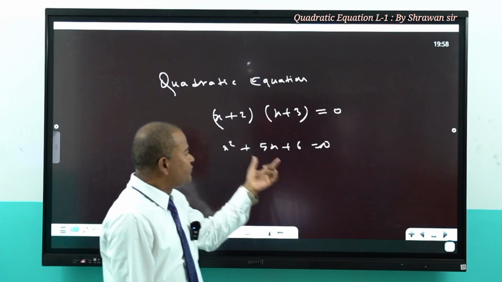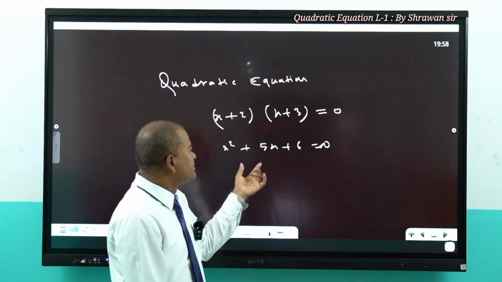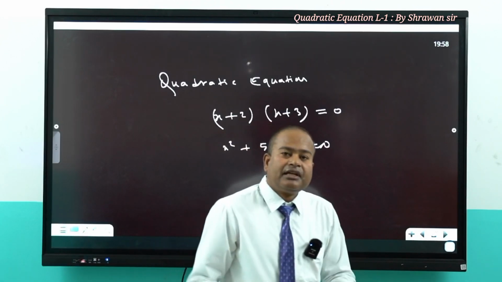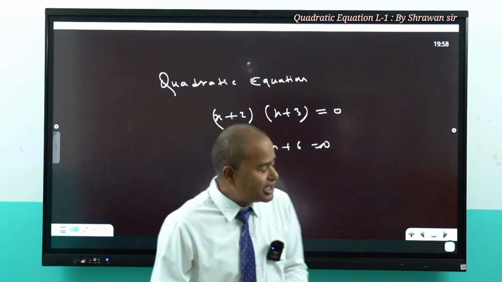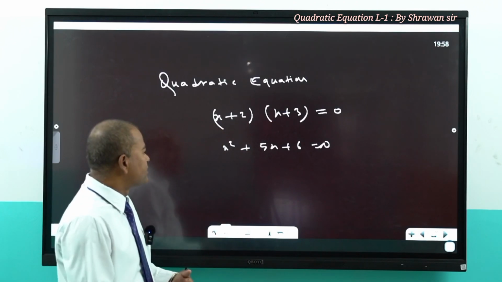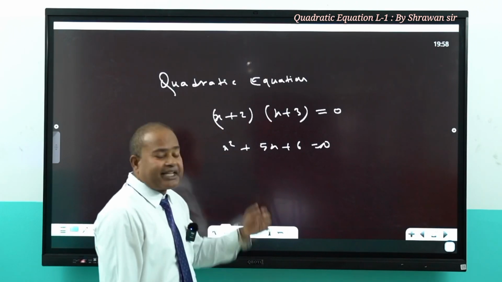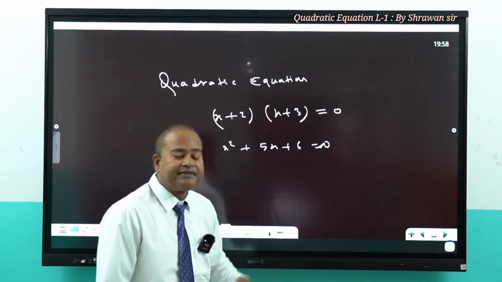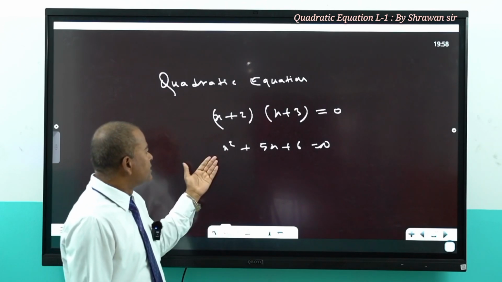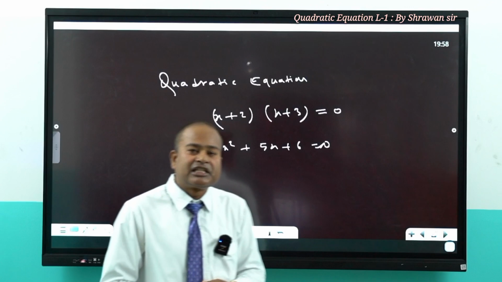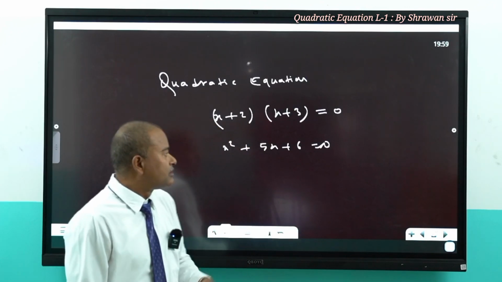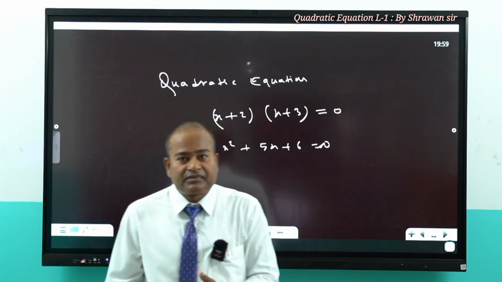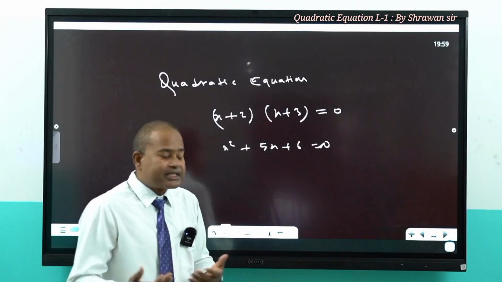x squared plus 5x plus 6 is equal to 0 is the product of two linear factors x plus 2 and x plus 3. So if we can express any algebraic expression as the product of two linear factors, then the equation is called a quadratic equation. We can define it in this way also: an equation of second degree is called a quadratic equation. So in x squared plus 5x plus 6 is equal to 0, the highest power of the variable is 2. We know that the highest power of the variable in an equation is called the degree of the equation. So just by looking at the degree, we can say whether the equation is a quadratic equation or a linear equation.